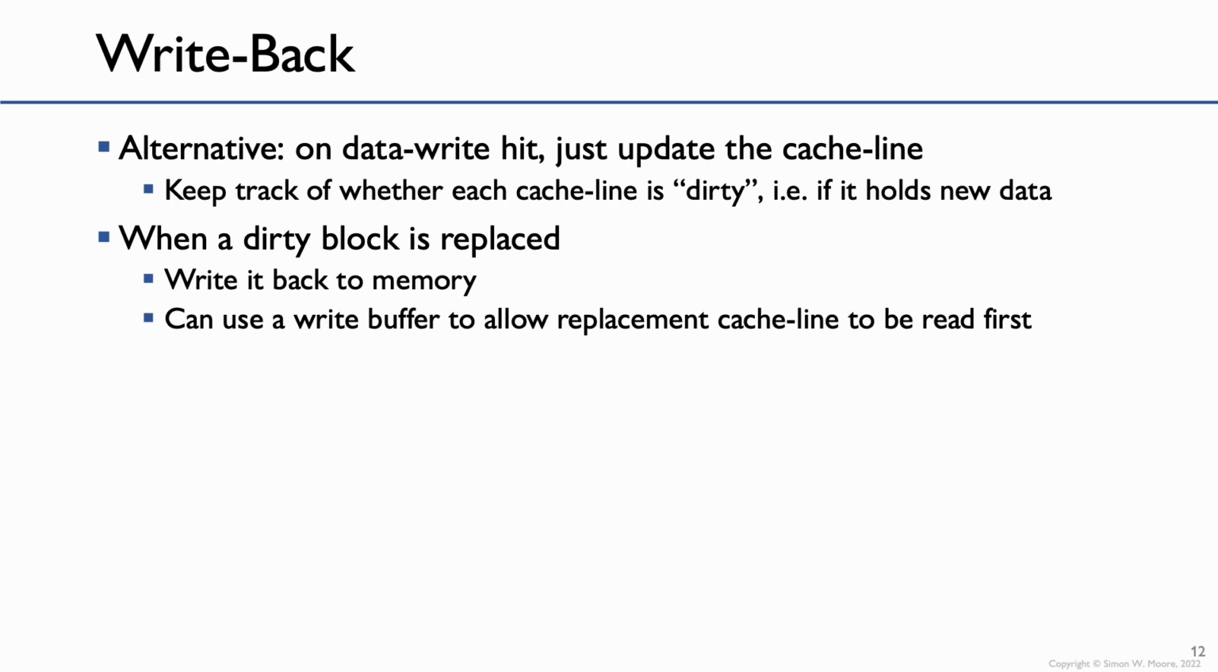And of course we might use a write buffer at that point in order to allow the replacement cache line to first be rapidly inserted into the cache, and then the writing through to the memory will happen later.